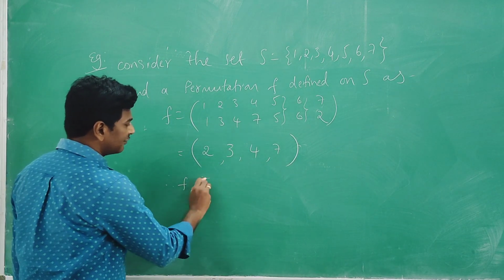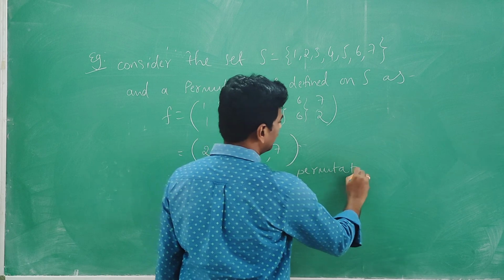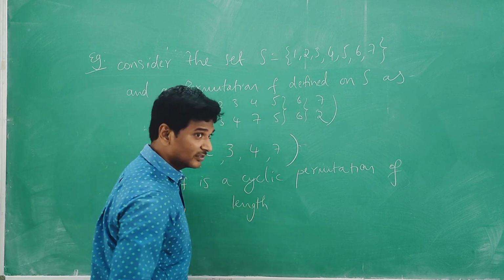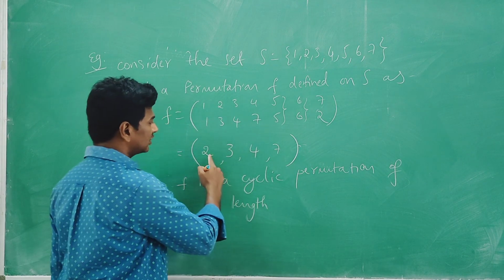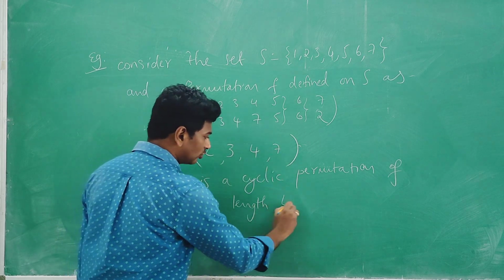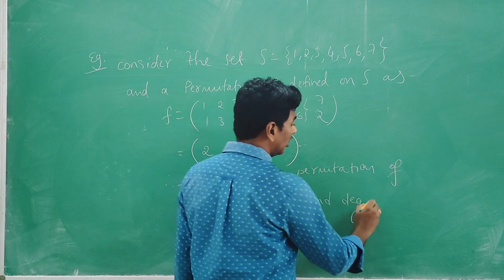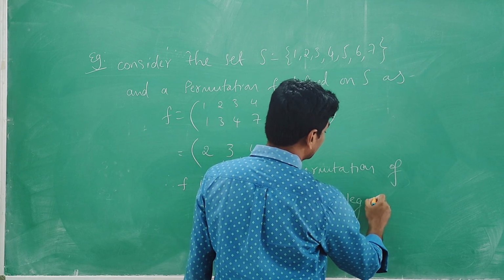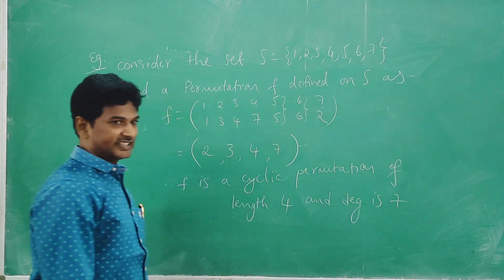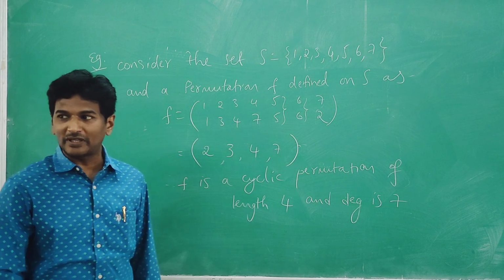Therefore, f is a cyclic permutation of length 4, because here we observe 4 elements, 1, 2, 3, 4, of length 4. And the degree of f, the degree is the total how many elements? 7, and the degree is 7. Degree means the total number of elements in the given set, capital S.